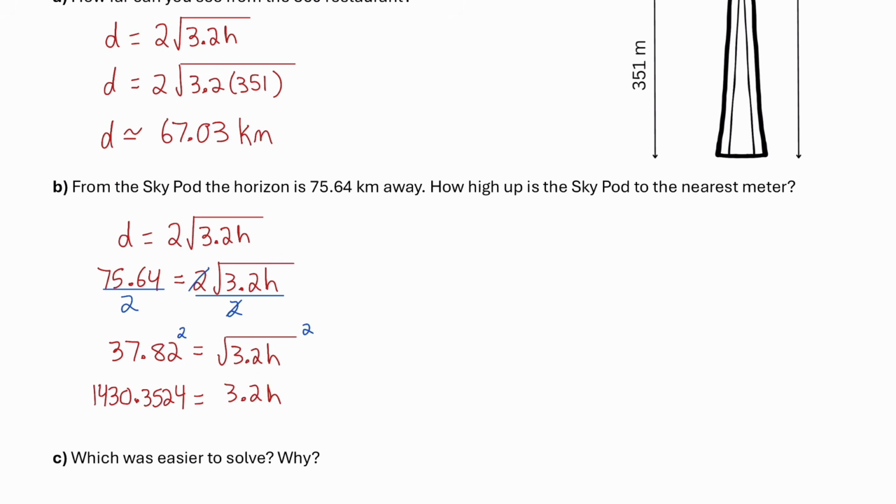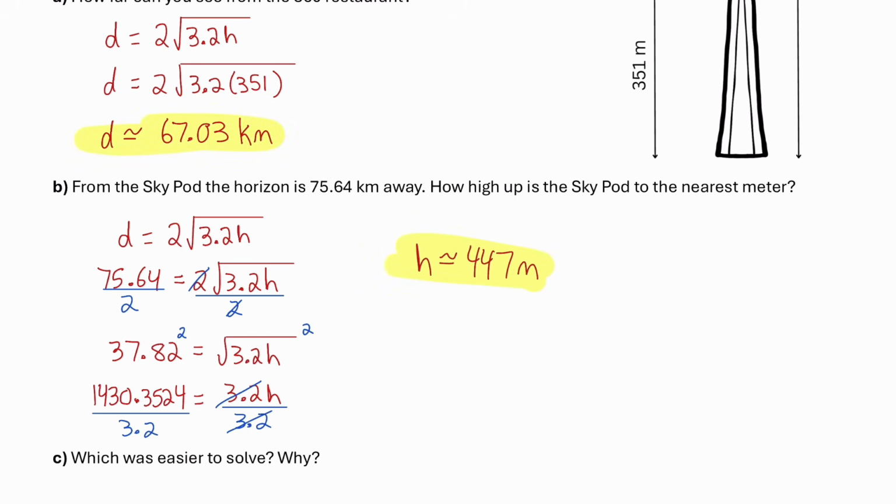And lastly, the h is currently being multiplied by 3.2, so I'll need to do the opposite of multiplying by 3.2, which is dividing by 3.2 to get that h isolated. And I have to do it to both sides to make sure the equation stays balanced. On the right, the 3.2's cancel, leaving me with only an h on the right, so h is equal to this quotient. And the question only wants me to find the height to the nearest meter, so this quotient to the nearest meter is 447 meters.